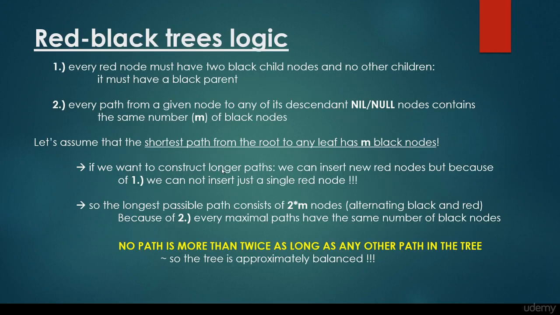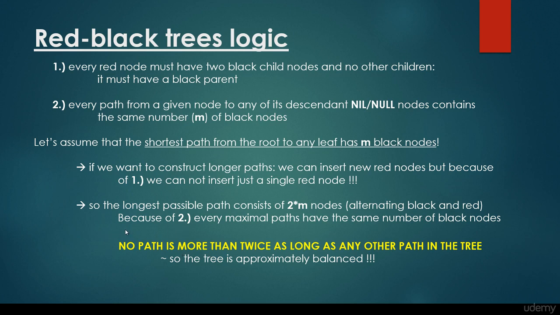If we want to construct a path longer than the shortest one, we can insert a new red node, but because of the first principle, we cannot insert just a single red node. Why? Because every red node must have two black children. So the longest possible path consists of 2 times M nodes alternating black and red. That's why the shortest path contains M black nodes, the longest path contains 2 times M nodes, and because of the second principle, every maximal path has the same number of black nodes.